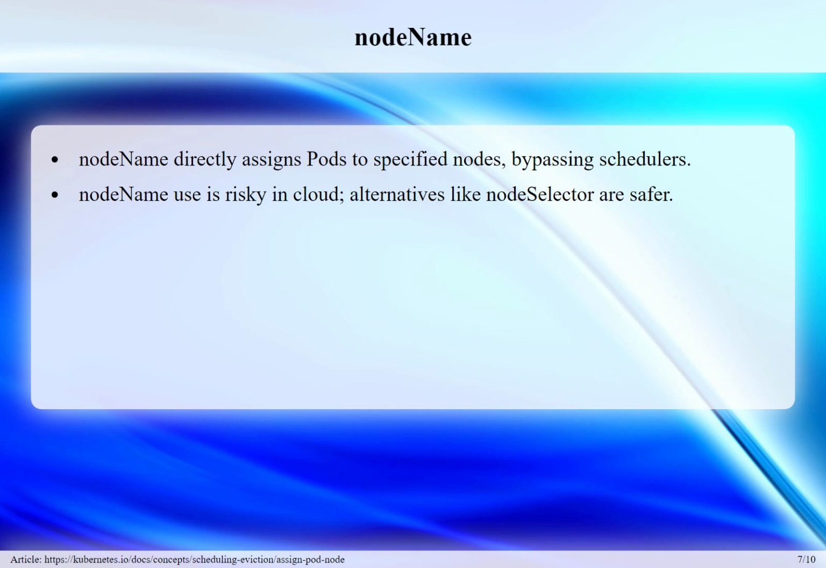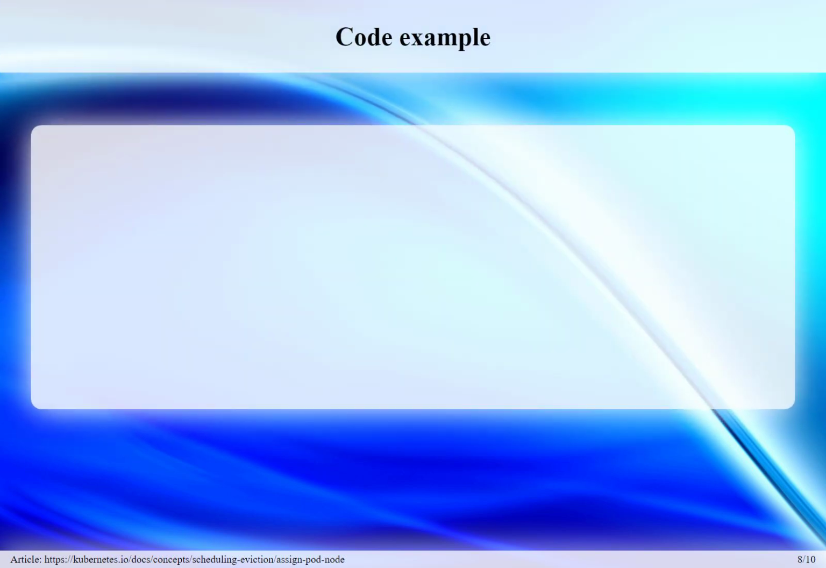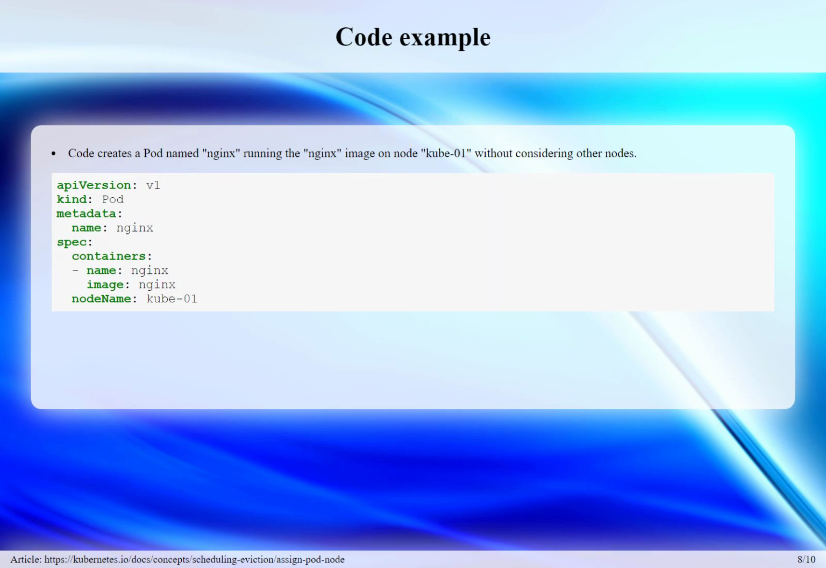Example pod spec using node name assigns pod to node Cube01 exclusively. Code example. This code defines a pod resource named Nginx with a single container running the Nginx image. The pod is specified to only run on the node named Cube01 by using the node name field in the pod spec. This means that the scheduler will try to place this pod specifically on the node Cube01 without considering other nodes.